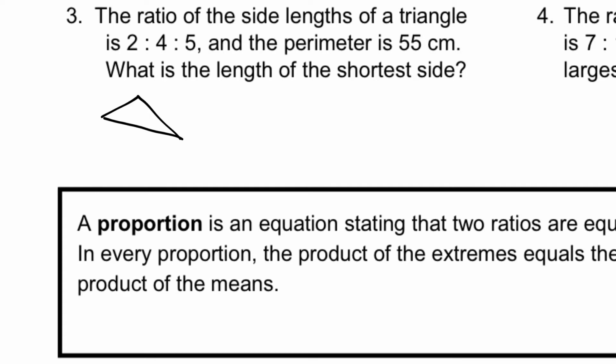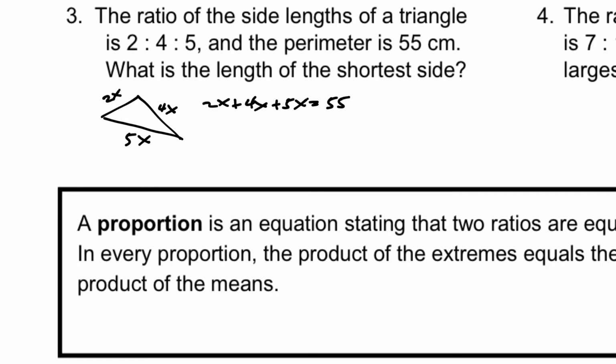So what we're going to do is label the sides now. The ratio is, again, 2 to 4 to 5. So we're going to label one side length 2x, another side length 4x, and the third side length is 5x. And then it says the perimeter is 55. So what we have to do is add all the sides together and set it equal to the perimeter of 55. So we've got 2x plus 4x plus 5x equals 55.